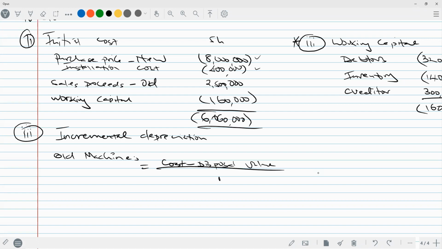We divide by n, the number of years. Okay, now for the machine, for the first 2 years.